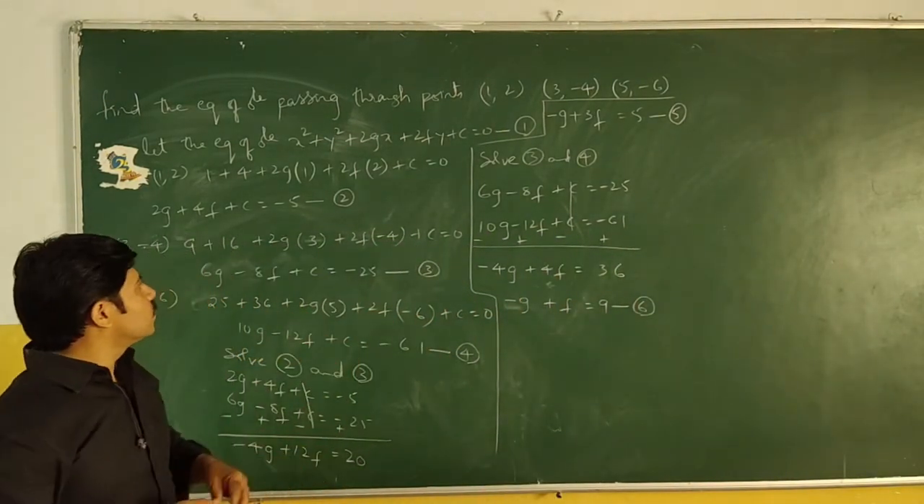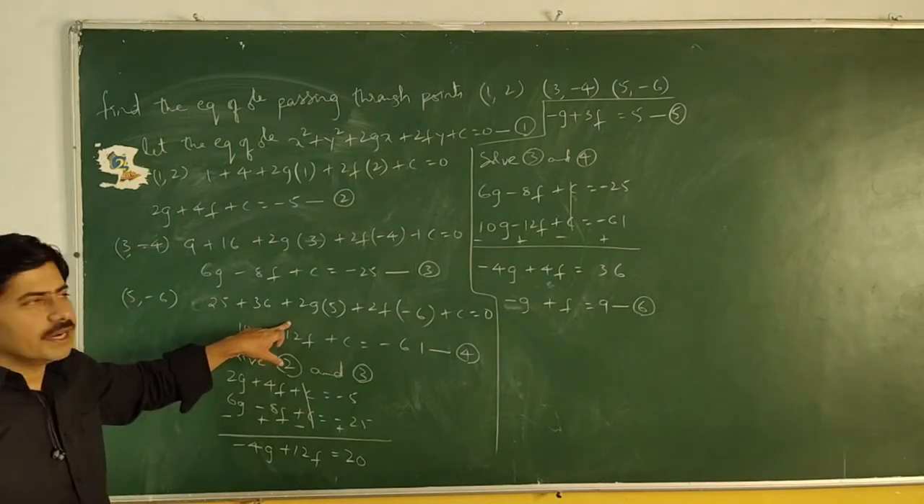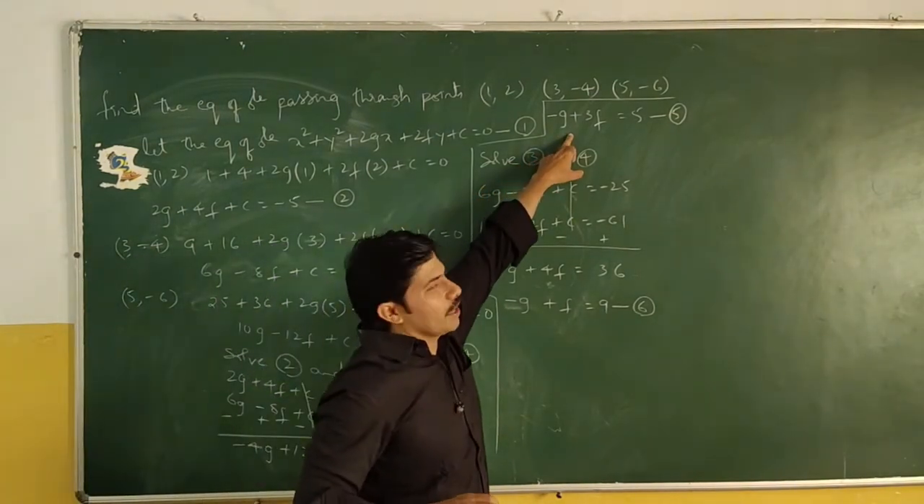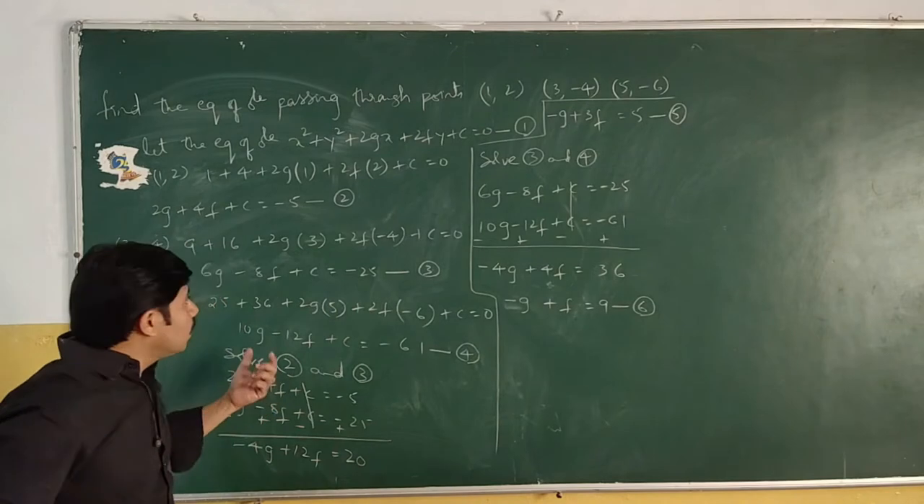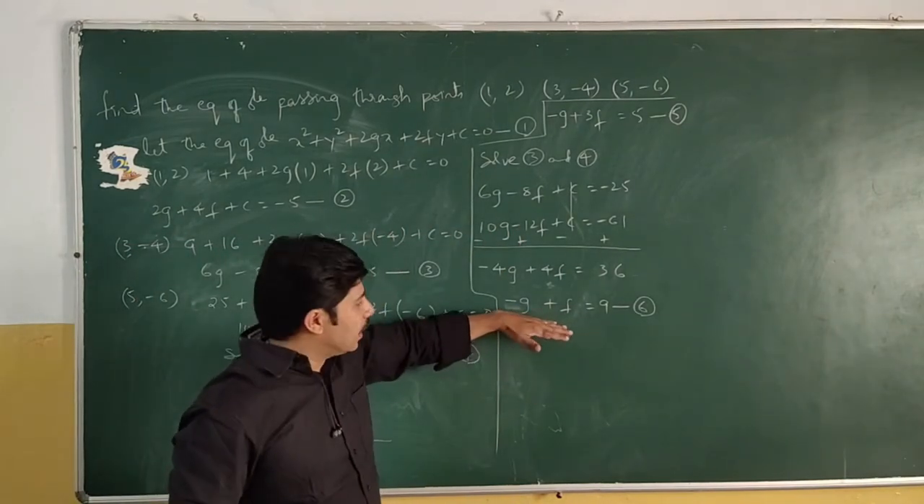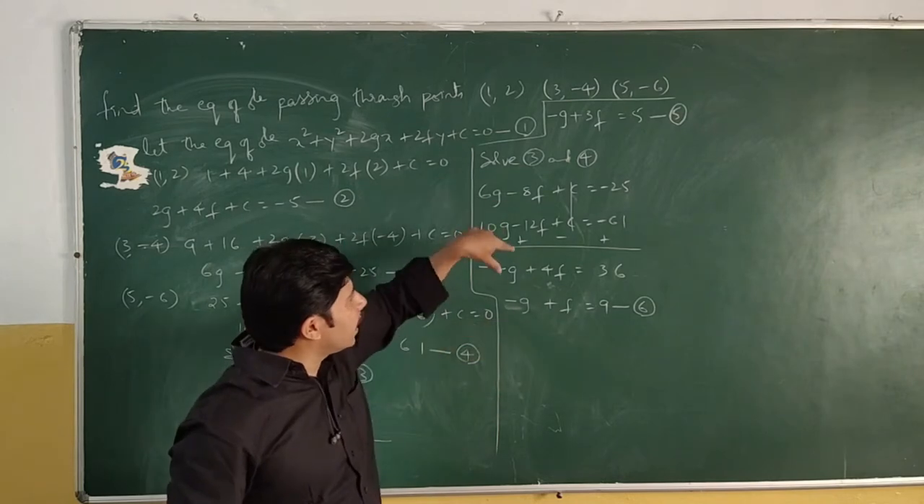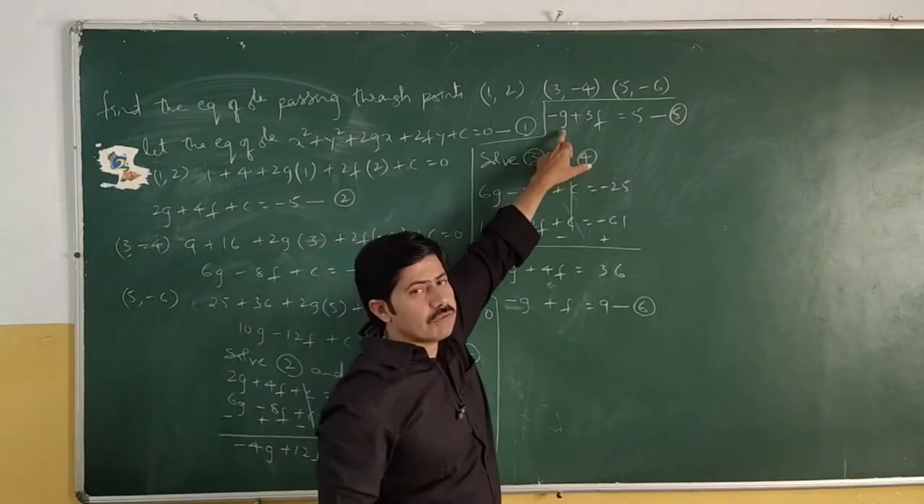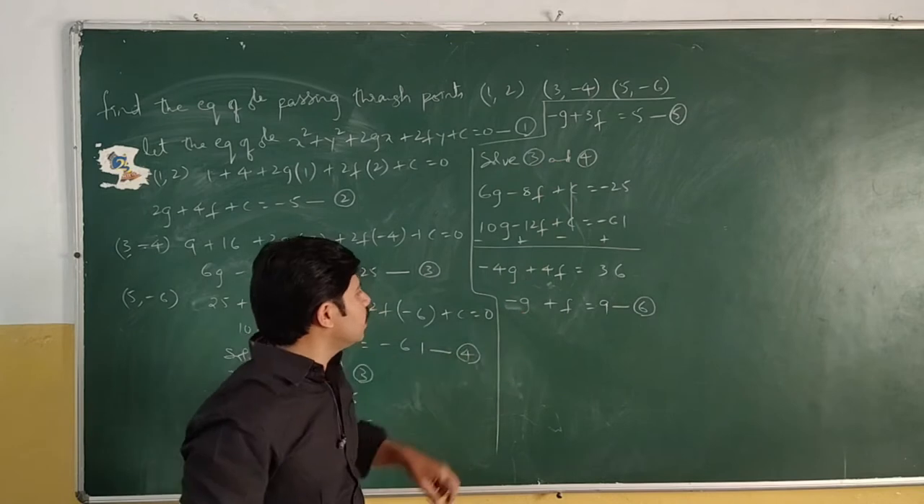See, we solved 2 and 3, eliminated c, and got equation 5. Again we solved 3 and 4, eliminated c, and got one more equation, 6. Now to get the values of g and f, we need to solve equation 5 and equation 6.